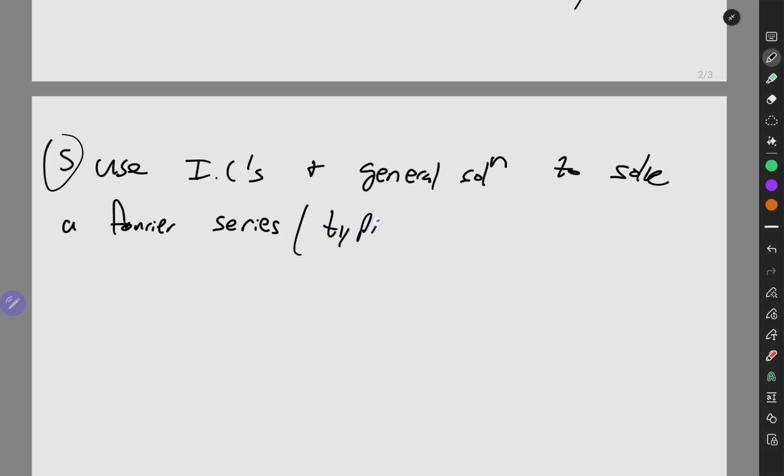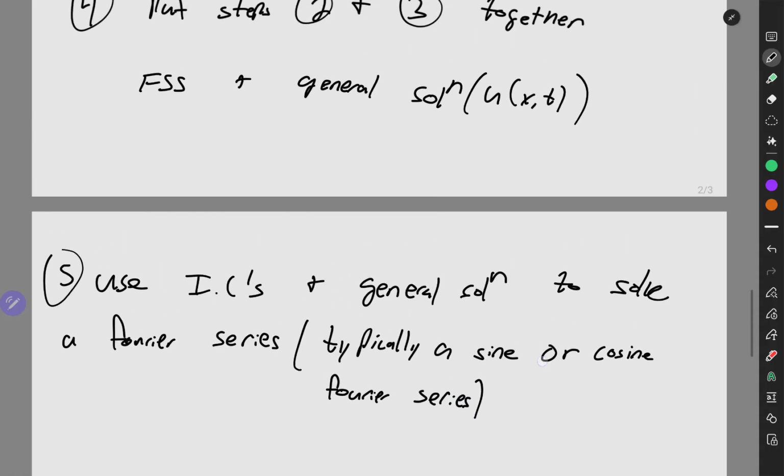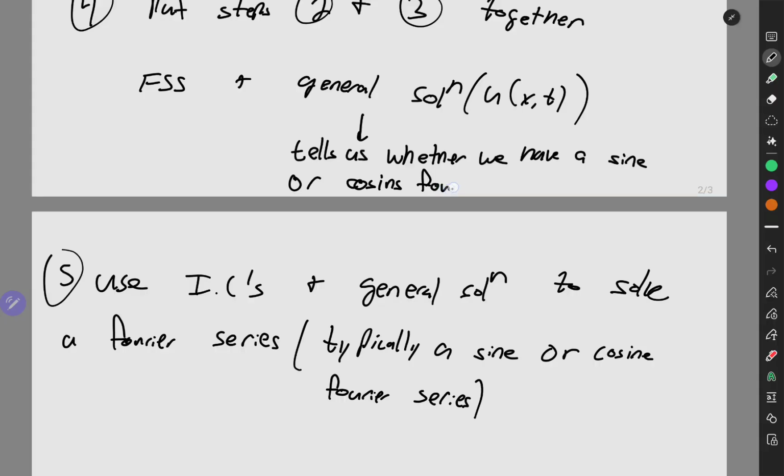Which is typically a sine or cosine Fourier series. And actually the general solution here, I can write it right here, tells us whether we have a sine or cosine Fourier series.